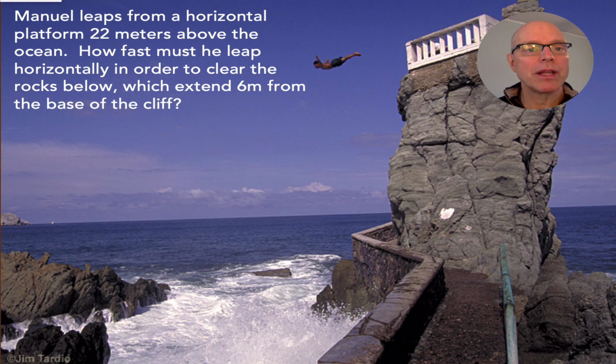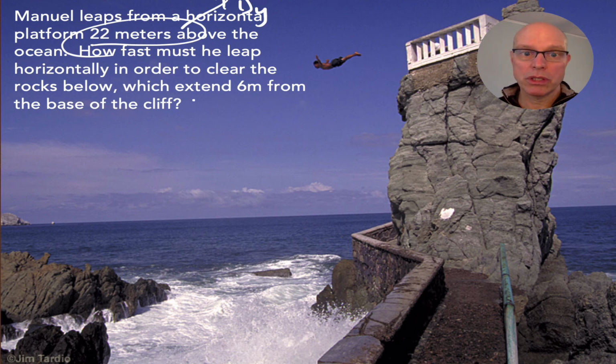So here's an actual image of a cliff diver. This is a famous place in Acapulco called the Cordoba Cliffs. So this is true. These things are 22 meters tall. So as you're reading this, you just think, okay, well, that's a dy. It's the height. How fast does he have to leap horizontally in order to clear the rocks below? So it's a little bit different question.